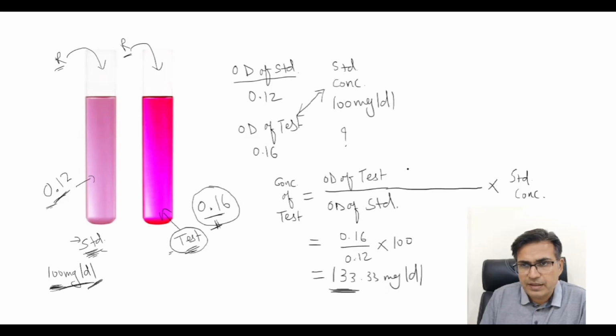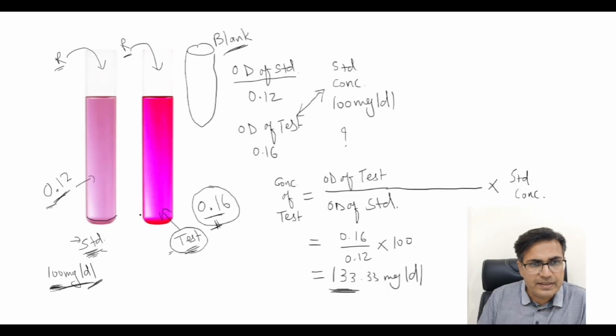Now you can see this, I have deliberately left this space. Okay. So we don't take 2 test tubes, instead we take 3 test tubes. The third test tube is blank. In standard we add standard solution. In the test-marked test tube we take test solution, and in blank we take distilled water. In all three we add reagent. We add reagent in blank also.